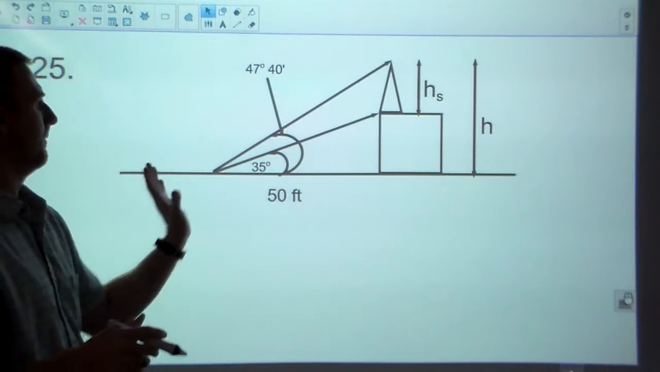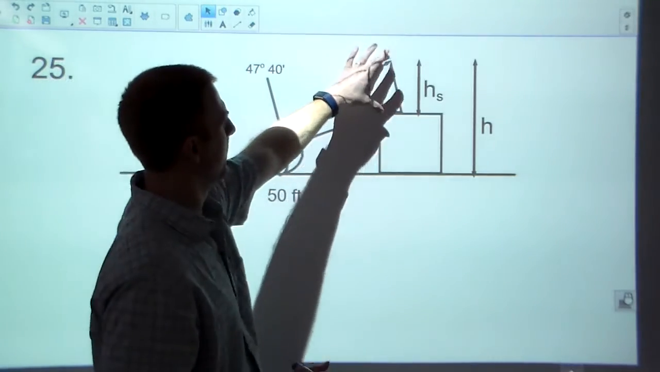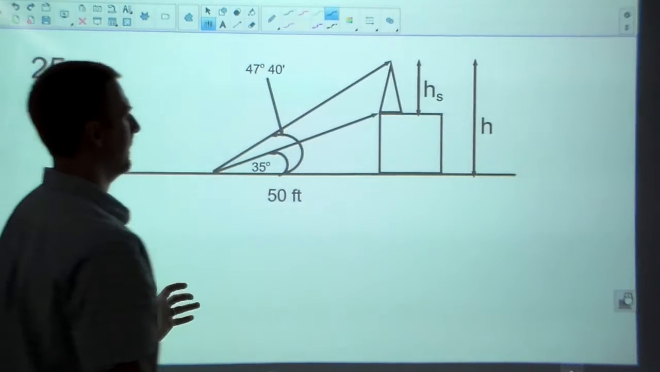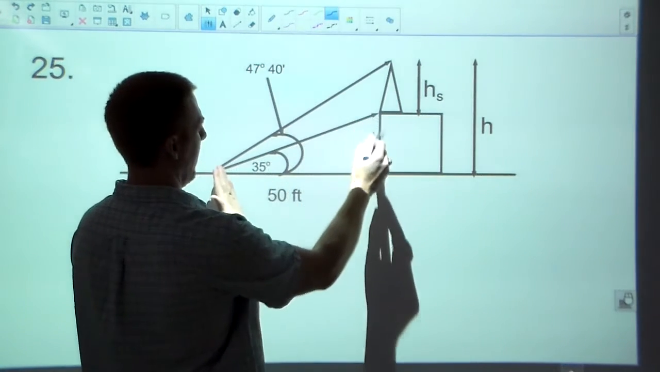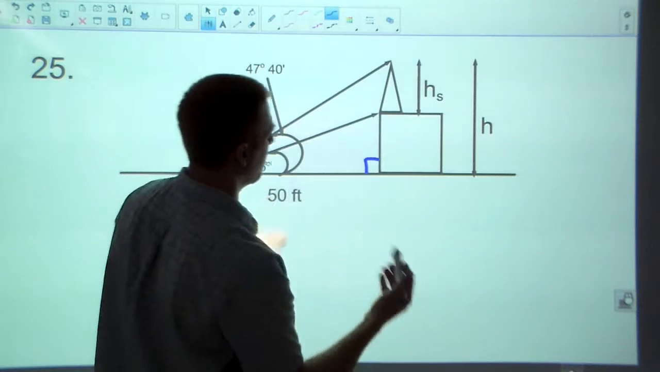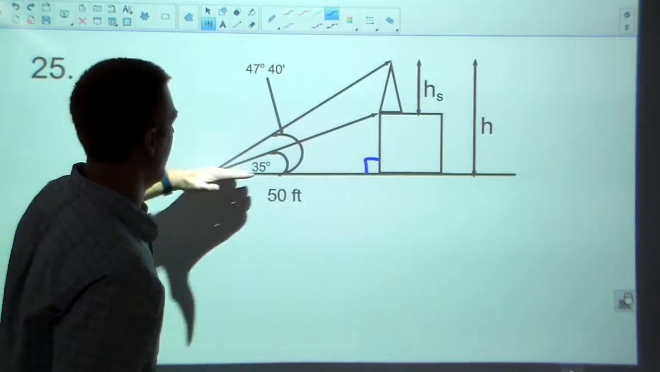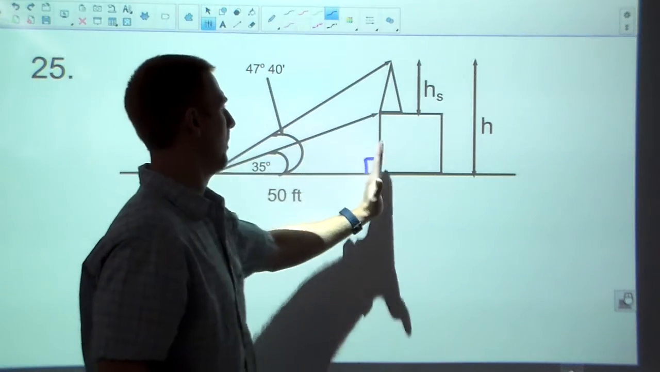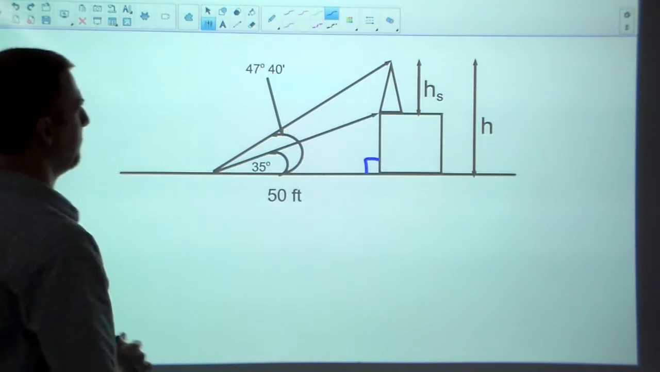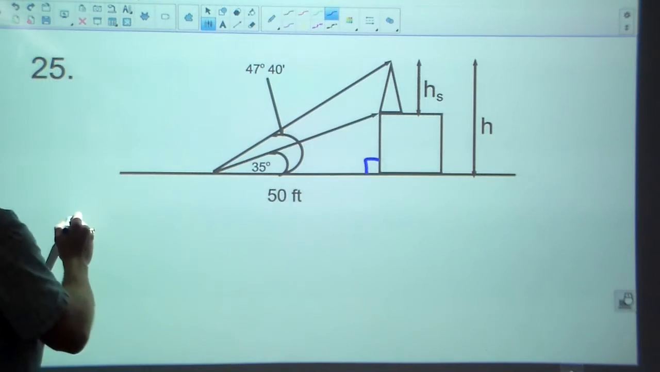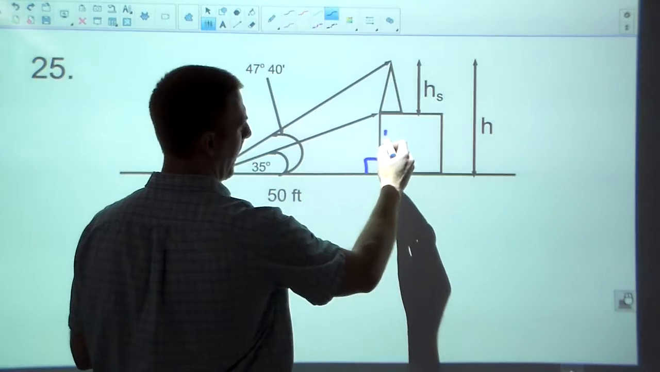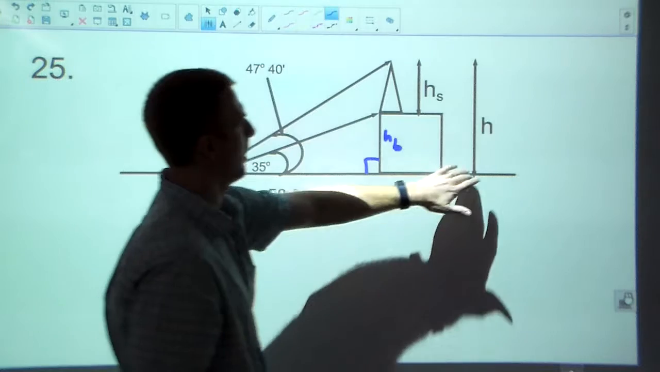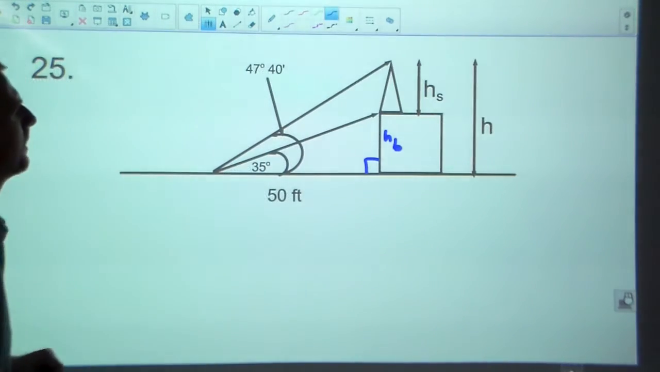You're standing 50 feet from this church, and you're trying to figure out how tall the steeple is by taking some angles of elevation. Where I would begin is we've got this 35-degree angle right here, and it's part of a right triangle. We have to assume a little bit that the ground is level and the wall is plumb, so they should be meeting at 90 degrees. If that's true, then I can figure out the height, at least of the building right here. I'll call it h sub b, since I've got a total height over here for h.